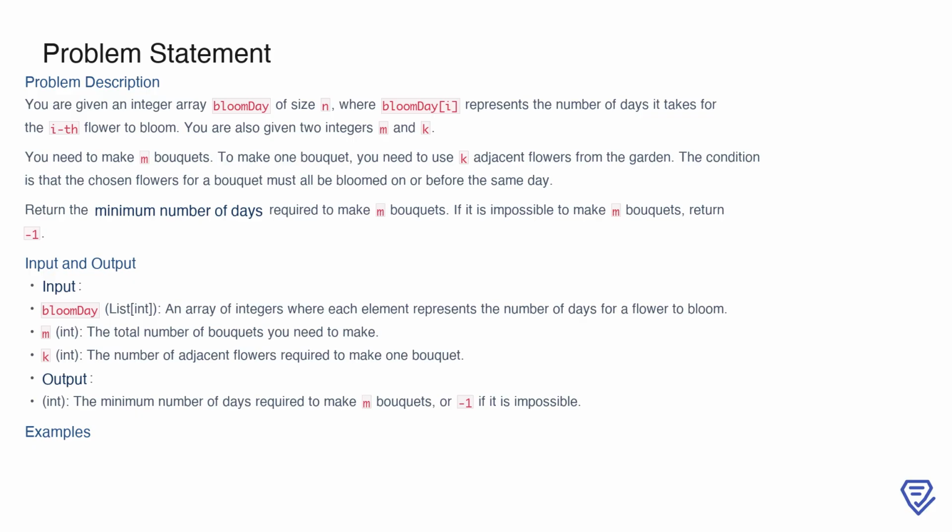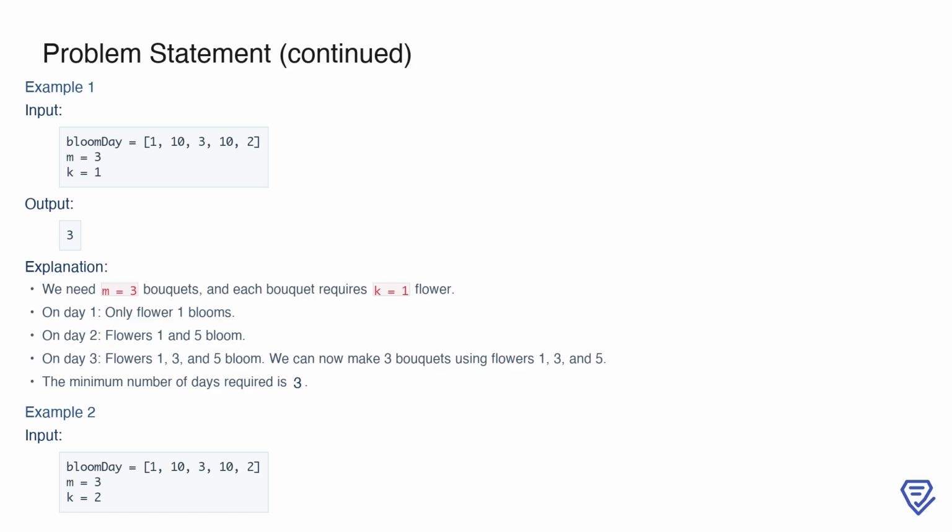The key point is that all the flowers used to create a bouquet must have bloomed by the same day. If it is not possible to create the required number of bouquets, the function should return -1. This is the essence of the problem: to calculate the minimum number of days needed, or determine if it's impossible. Let's look at a practical example to understand the problem better.